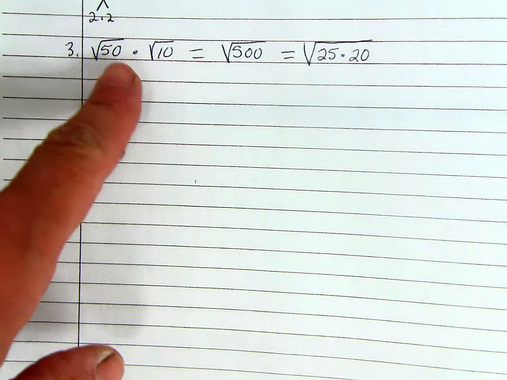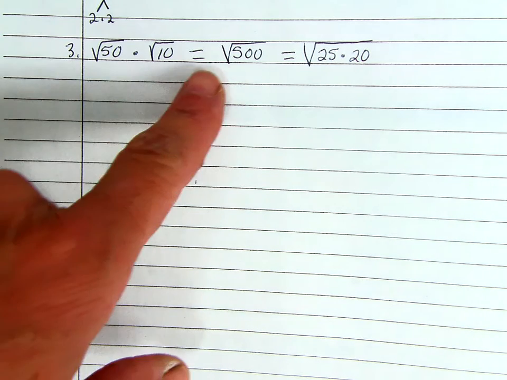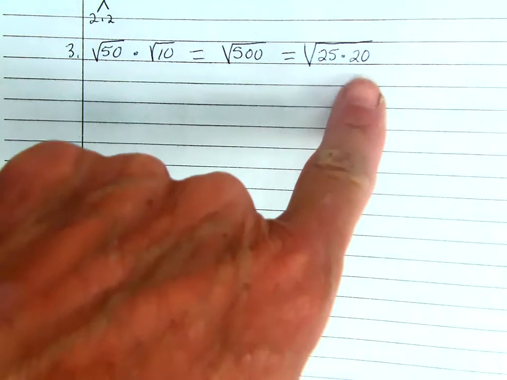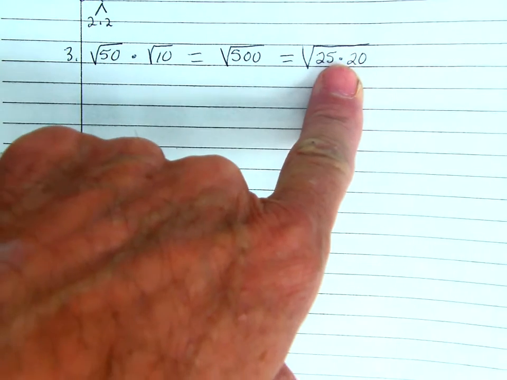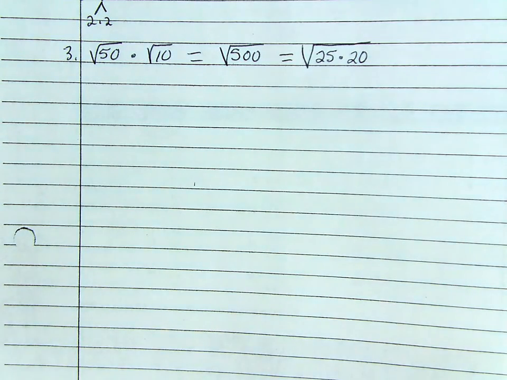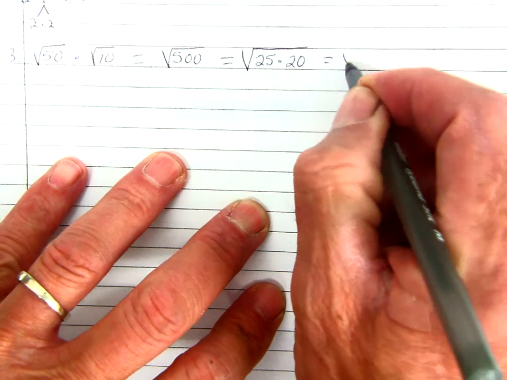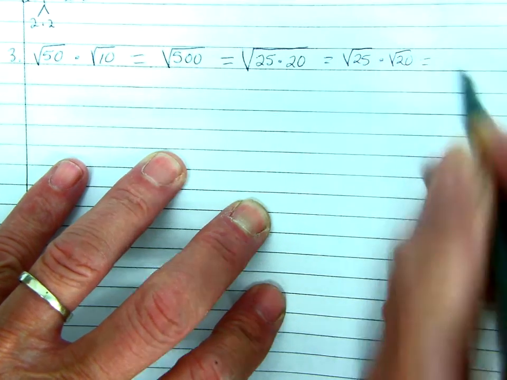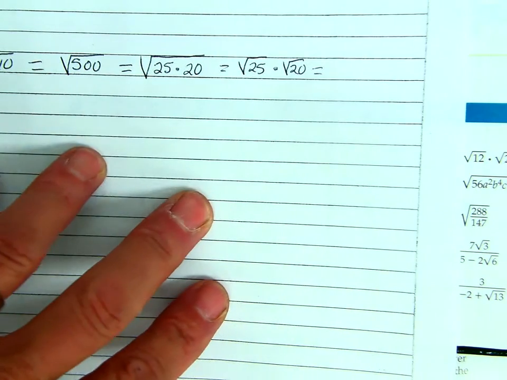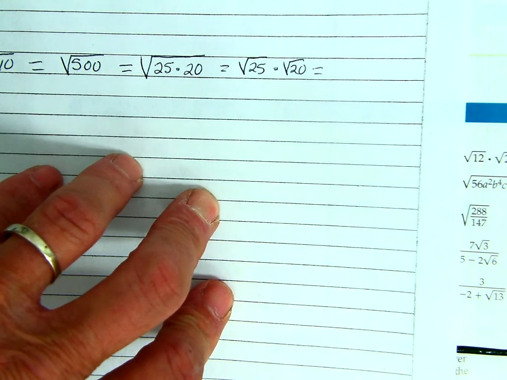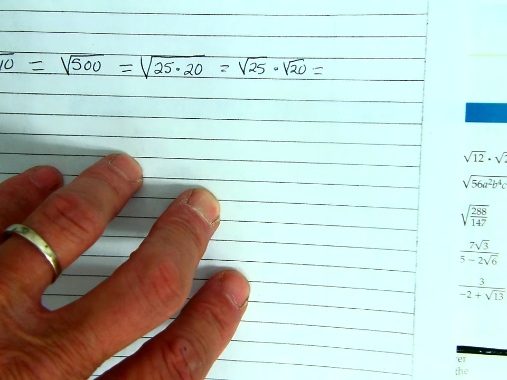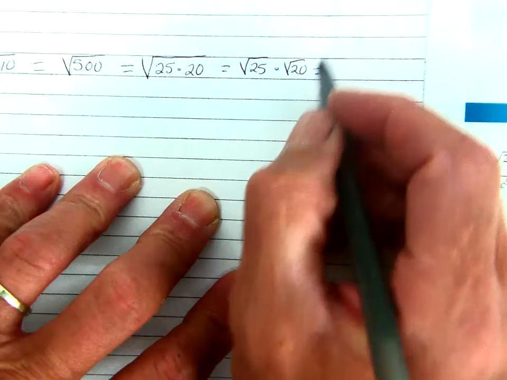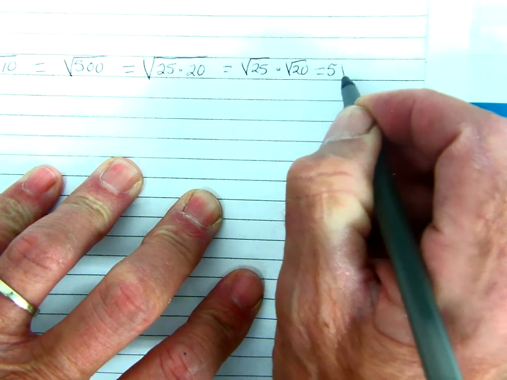Now you notice in the beginning we had multiplication and I was able to combine it all underneath one radical. Well, the same holds true if you have something on the inside of the radical, you can split it apart if it's being multiplied. So this equals the square root of 25 times the square root of 20. And I did that because I know what the square root of 25 is. What's the square root of 25? 5. This is 5 square roots of 20.